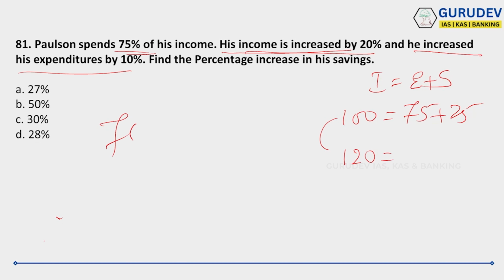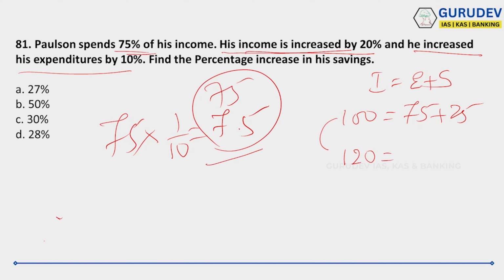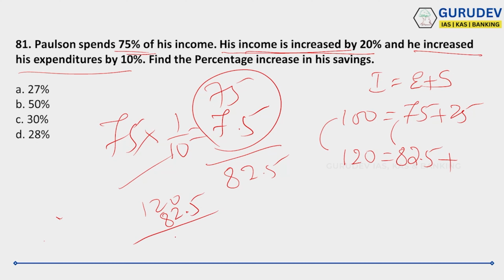So 75%, 10% is 1 by 10. That is nothing but 7.5. If you add 7.5 to 75, the answer will be what? 82.5. Is it right? So 82.5 will be the expenditure, because of the 10% increase. Next, if you subtract 82.5 from 120, you are getting how much? 37.5. What is this 37.5? 37.5 is nothing but the savings.